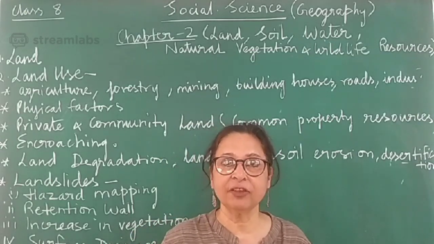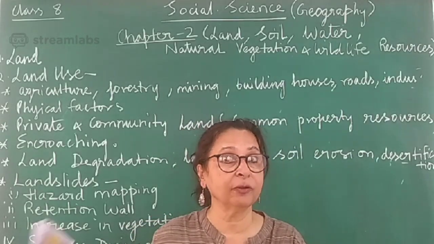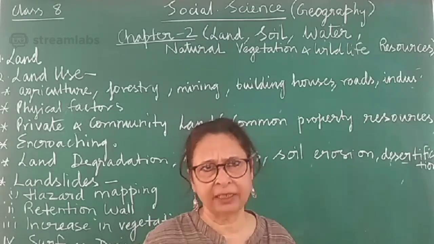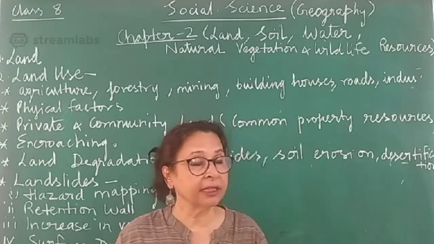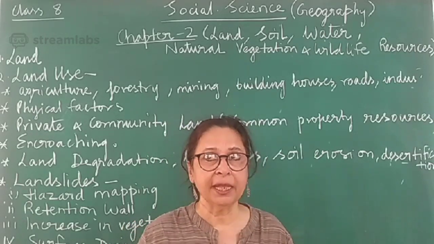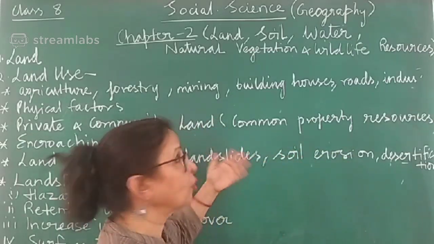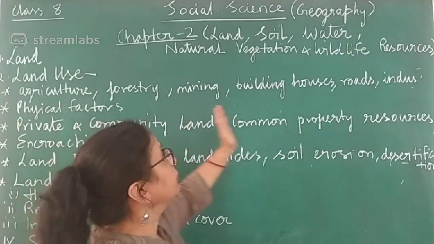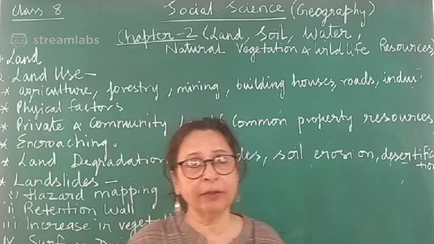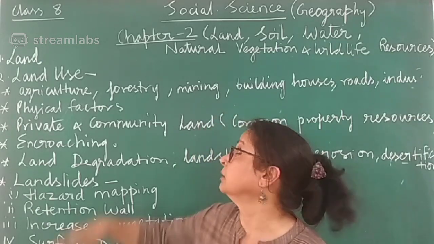And the second chapter is about the resources. Of course, now we are going to take up resources one at a time in all these chapters. Here in this, some of the natural resources have been discussed. The name of the chapter is Land, Soil, Water, Natural Vegetation and Wildlife Resources. And today we are going to do half of the lesson, that is land.